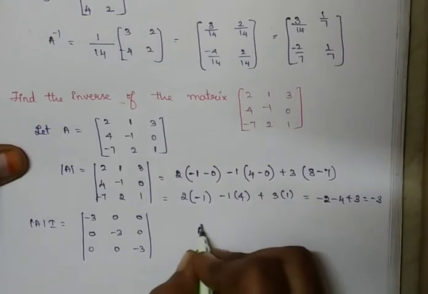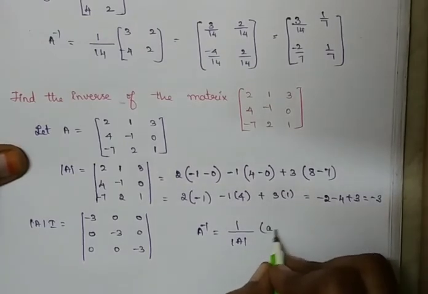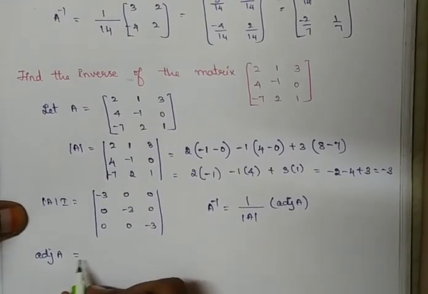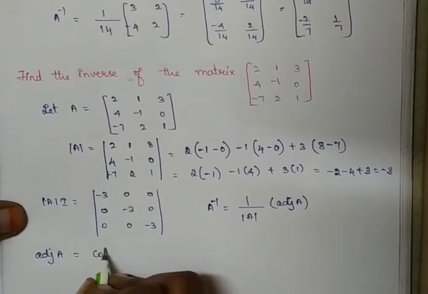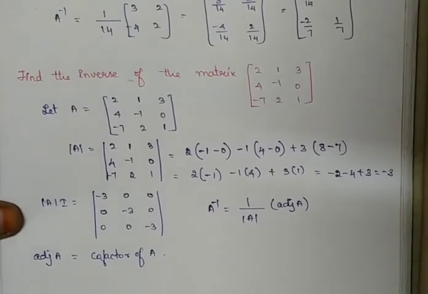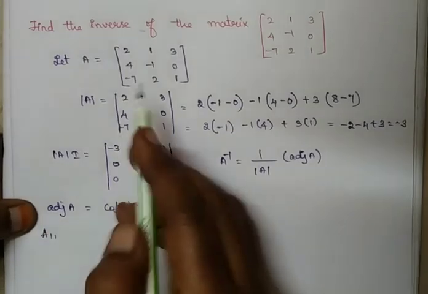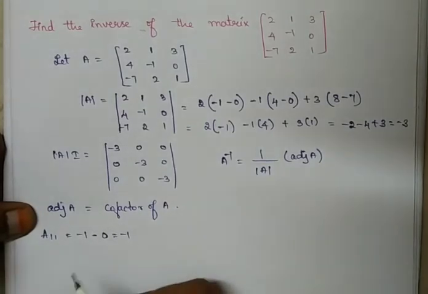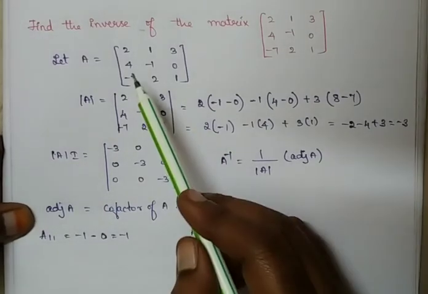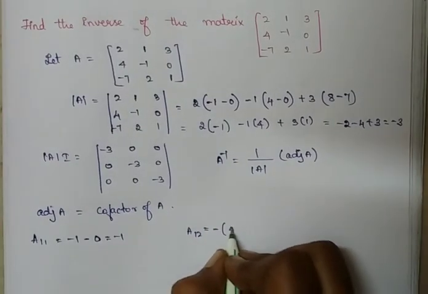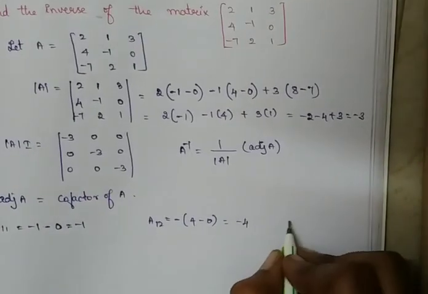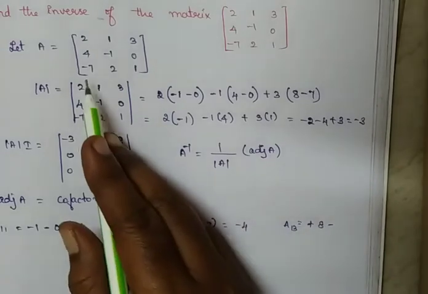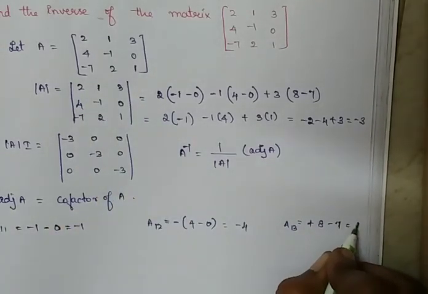Now A inverse equals 1 by determinant of A into adjoint A here. Now let us find adjoint A. For adjoint of A, we want to find the cofactor of A. So let us find the cofactor. A11 means just multiply these two, so it is minus 1 minus 0, that is equal to minus 1. Now A12, that is 4 into 1, the place value is minus, 4 minus 0, which is equal to minus 4. A13, the place value here is plus, 4 into 2 is 8, minus minus 7 into minus 7 is plus 7, so 8 minus 7, therefore it is 1 here.